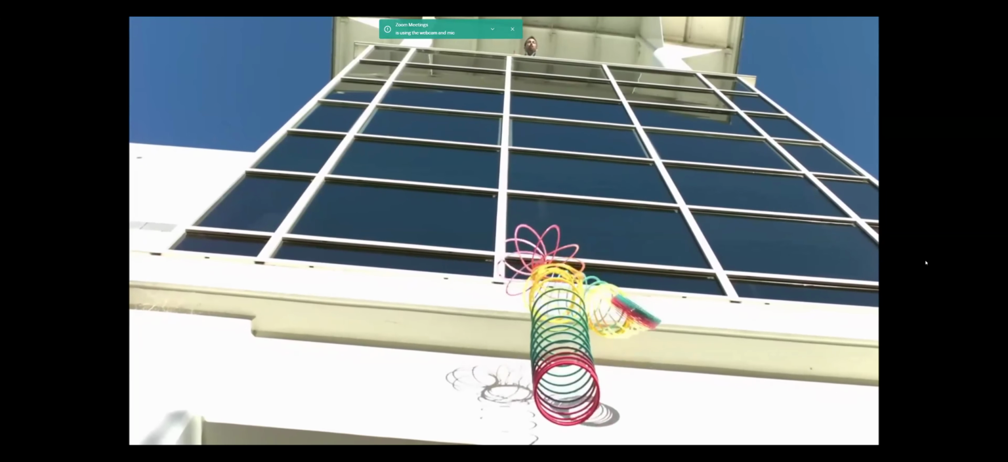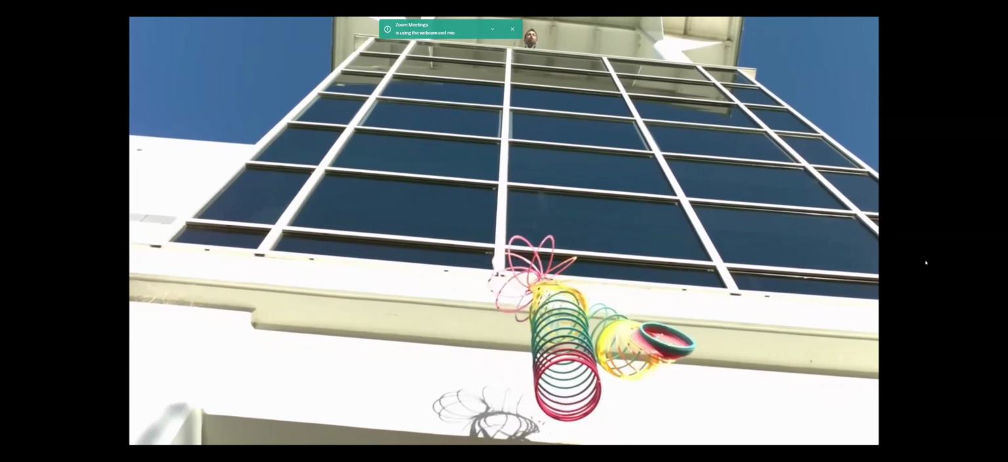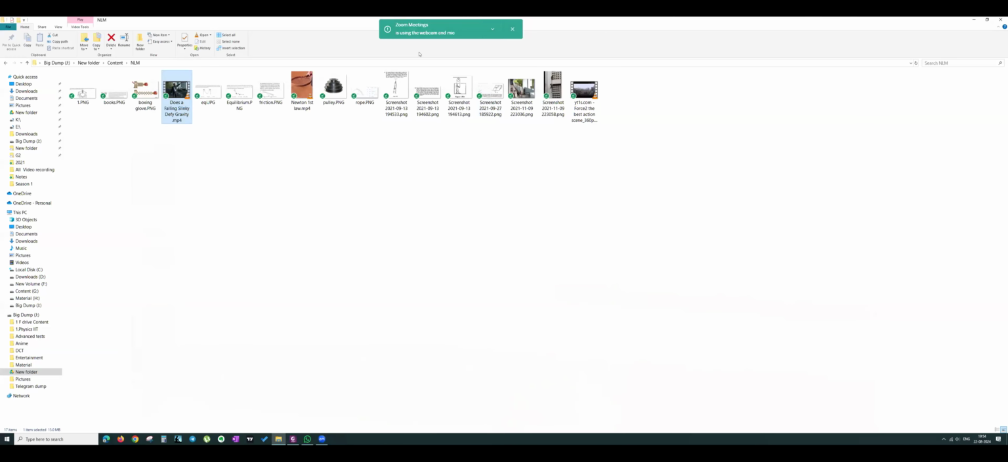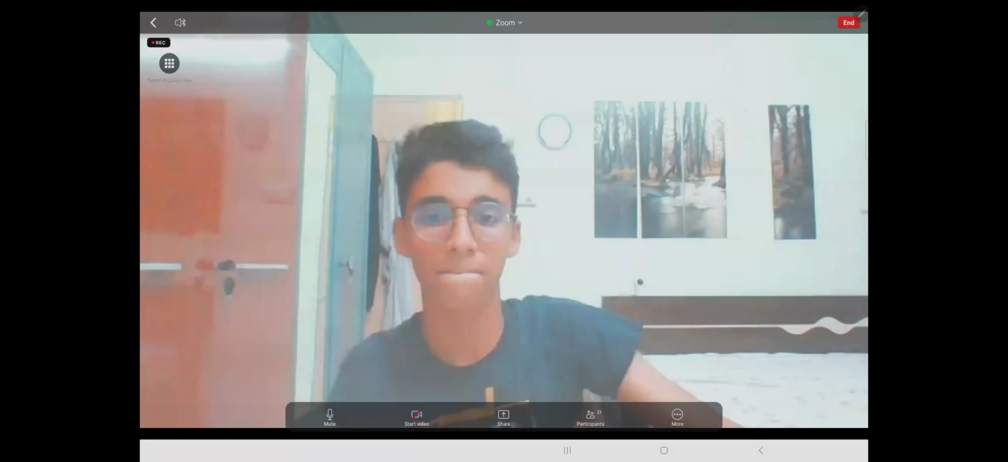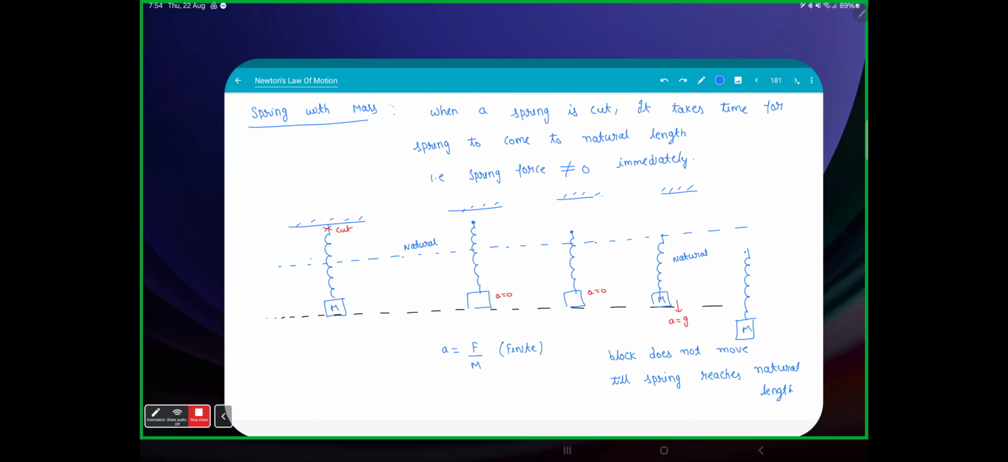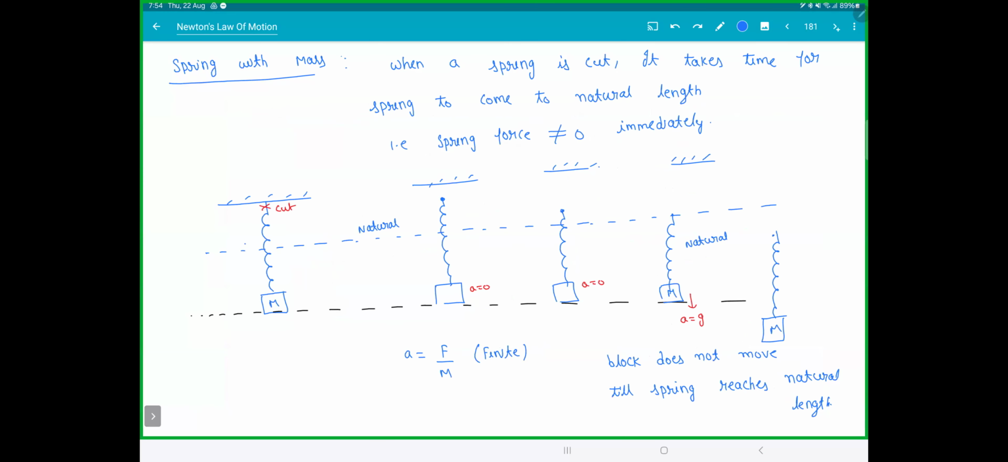Now it moves. So this is the modelling that I've been doing. Is that clear, everyone? That is the difference between a massless spring and a spring with mass. Clear? Next thing. Any doubts on this?